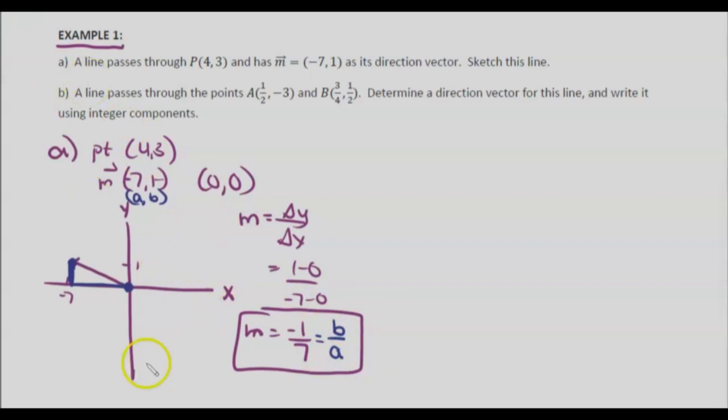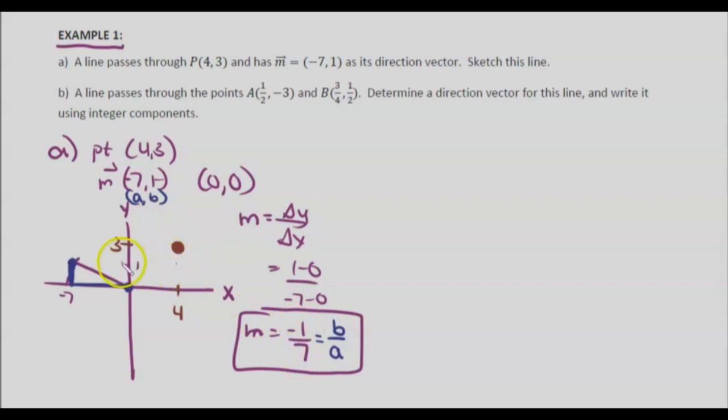So if we went over here to our Cartesian plane, we would plot the point (4, 3). That's just a number, okay? So let's go ahead and plot that point. And then we're going to go ahead and apply this direction vector. If you want to think about it as slope, it's -1 over 7.